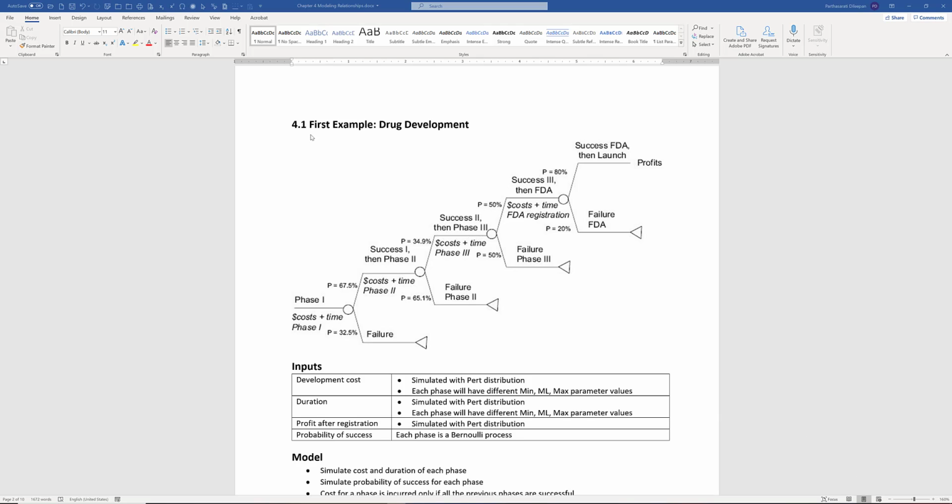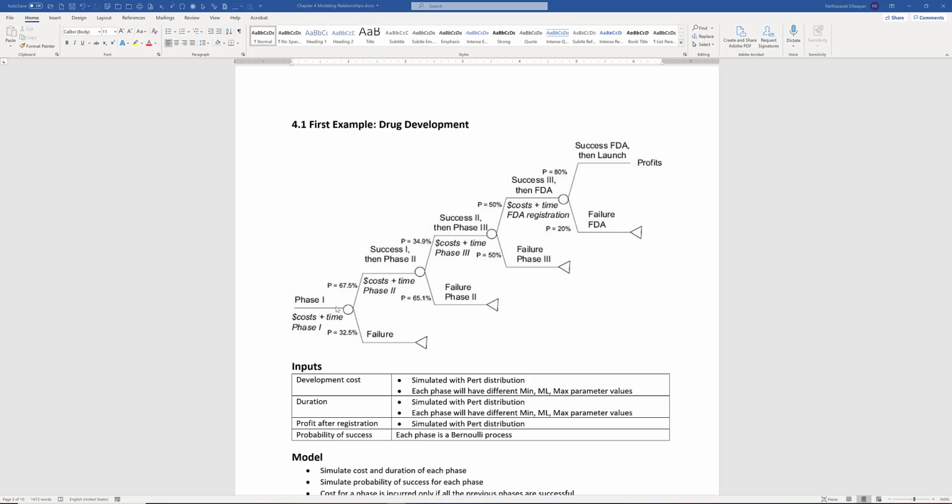The very first example that we're going to look at in chapter 4 is the drug development process. Here there are relationships among the outcomes from one phase to the next. In this example, we have three phases, phase 1, phase 2, phase 3, and then the final phase, which is the FDA approval and registration. At each phase, we have a particular level of cost and time duration.